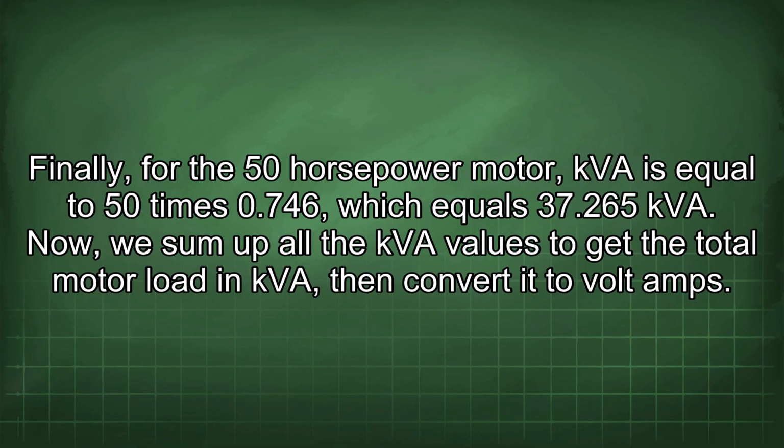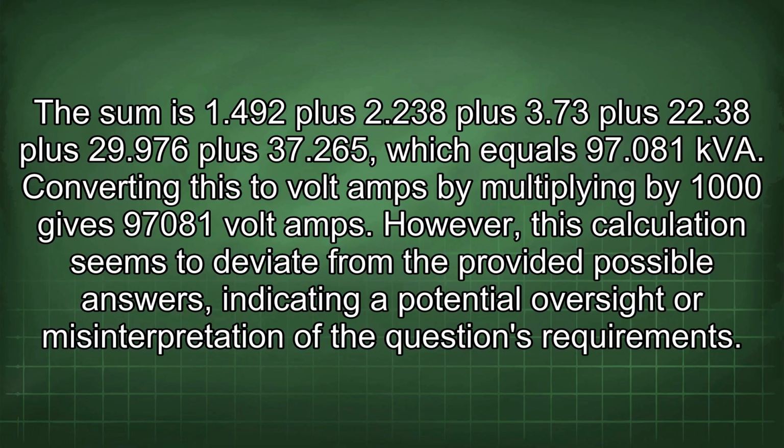Now, we sum up all the kVA values to get the total motor load in kVA, then convert it to volt amps. The sum is 1.492 plus 2.238 plus 3.73 plus 22.38 plus 29.976 plus 37.265, which equals 97.881 kVA. Converting this to volt amps by multiplying by 1000 gives 97,081 volt amps.